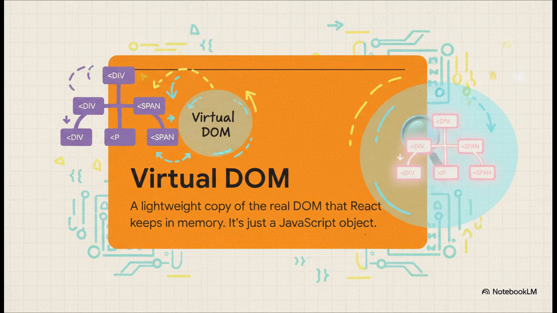So React's incredibly clever solution is to say, you know what? I'm not going to touch the real DOM unless I absolutely have to. Instead, it keeps a lightweight copy of the DOM structure just sitting in memory. This is the virtual DOM. It's basically just a big JavaScript object, which makes it incredibly fast and cheap to mess with.